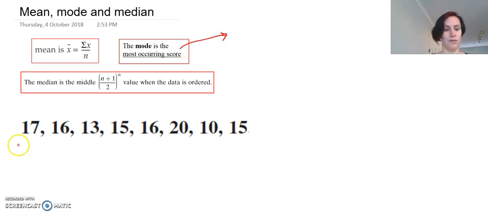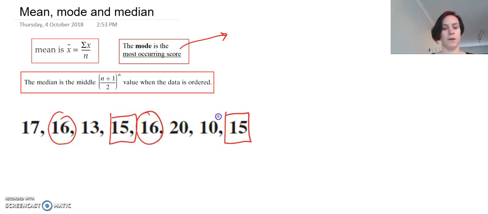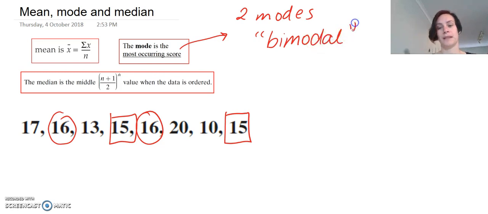If we look along this line here, what we can see is that 16 appears twice and that 15 also appears twice. And that's totally okay to have two modes. That makes our data set bimodal, that bi prefix meaning 2, and so therefore our modes are both 15 and 16. A data set can have one mode, it can have two modes, or it can have no mode. If we said that 10 appeared twice and then we had three things that appeared twice, we would have no mode in this data set, and that's okay.